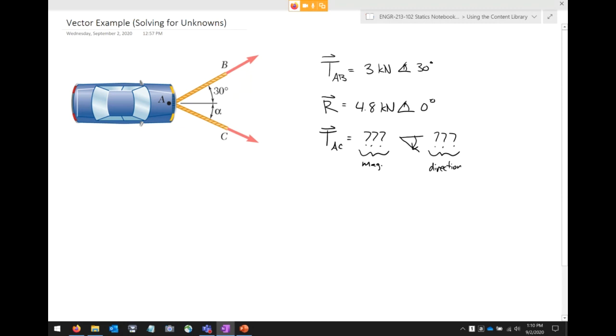So what I'm going to do is first off, draw out a graphical representation.